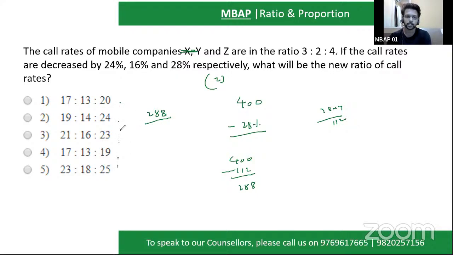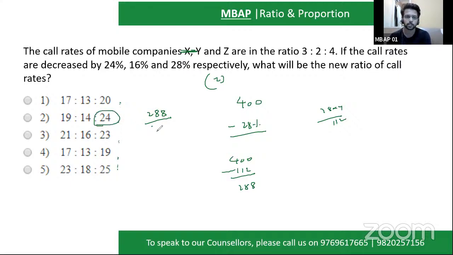288 is going to be divisible by which of the following options? 20, 24, 23, 19, and 25. Which option would be able to divide 288? Come on, tell me. It's a simple question, right?